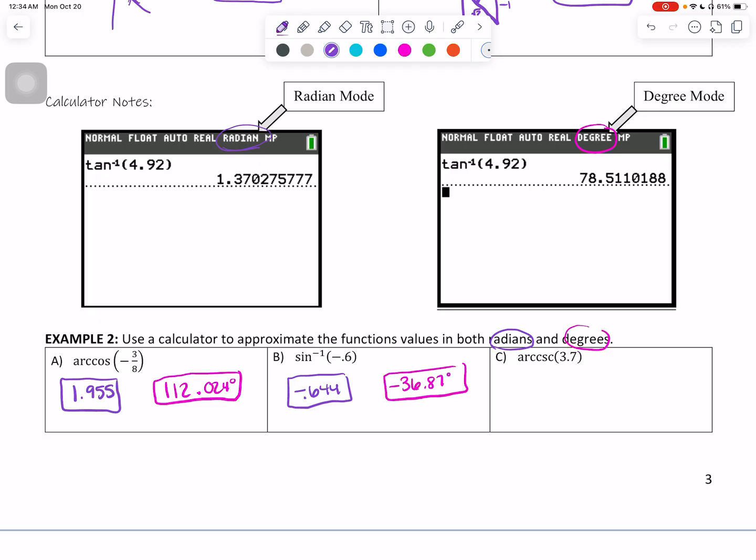And then arc cosecant, you need to remember we want to change this a little bit. Cosecant's buddy would be sine, so we're actually finding arc sine of 1 over 3.7. We had to take the reciprocal of that. So just make that its own little fraction there. So if I find the radians of that, I get 0.274. If I find it in degrees, I get 15.68 degrees. Okay, so make sure you are getting that. Make sure you remember how to enter that in your calculator.